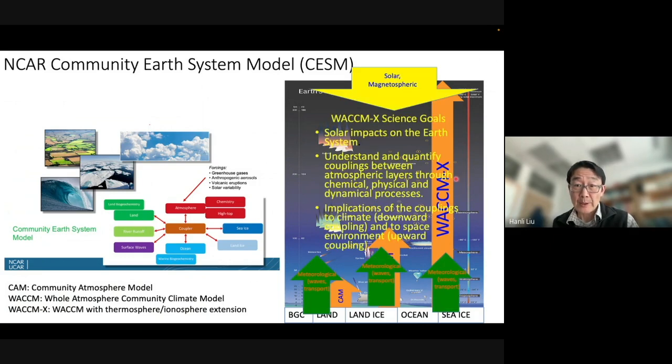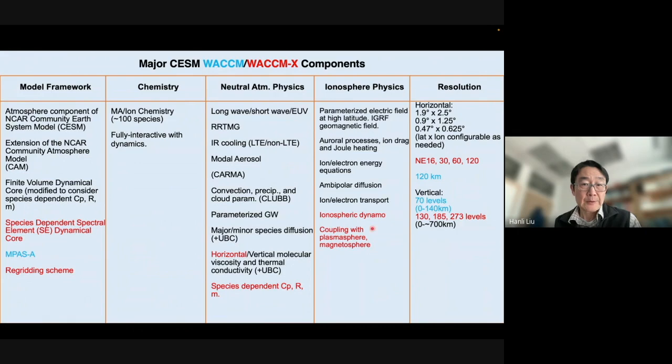And the science goal for developing WACCM is really to study the solar impacts on the Earth system and understand the coupling processes between different atmosphere layers, and to understand the implications of this coupling both to the climate system and also to the space environment system. Ignore all the details, but this just shows you the model framework, the structure. We solve the fluid equations, the Navier-Stokes equations, using the dycore. And then there's interactive chemistry in the model, and also neutral physics modules, and then ionosphere physics modules. And then we can run at different resolutions. I'll maybe talk a bit more about that later.